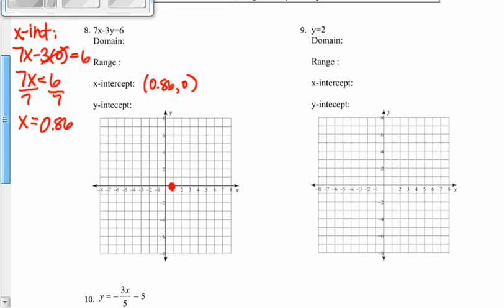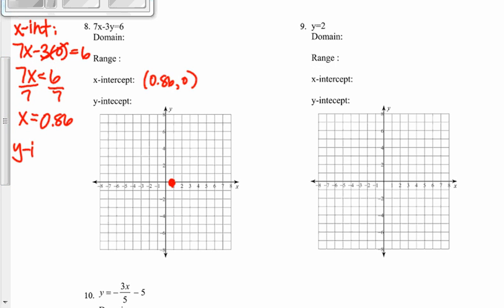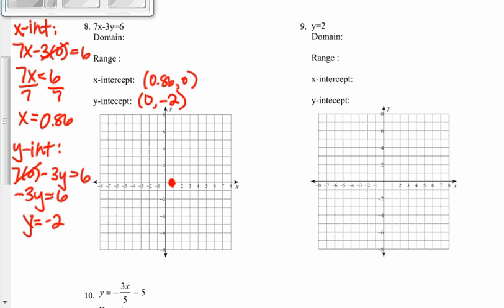And now I'm going to find the y-intercept. So to find the y-intercept, I'm going to make x equal to 0. So I'm going to do 7 times 0, making x equal to 0, minus 3y equals 6. That's just 0. So I have negative 3y equals 6. If I divide by negative 3, I get y equals negative 2. So the y-intercept is (0, -2), which is right here. And then we can graph that line. Again, you could have put this in slope-intercept form and absolutely graphed it that way, no problem.